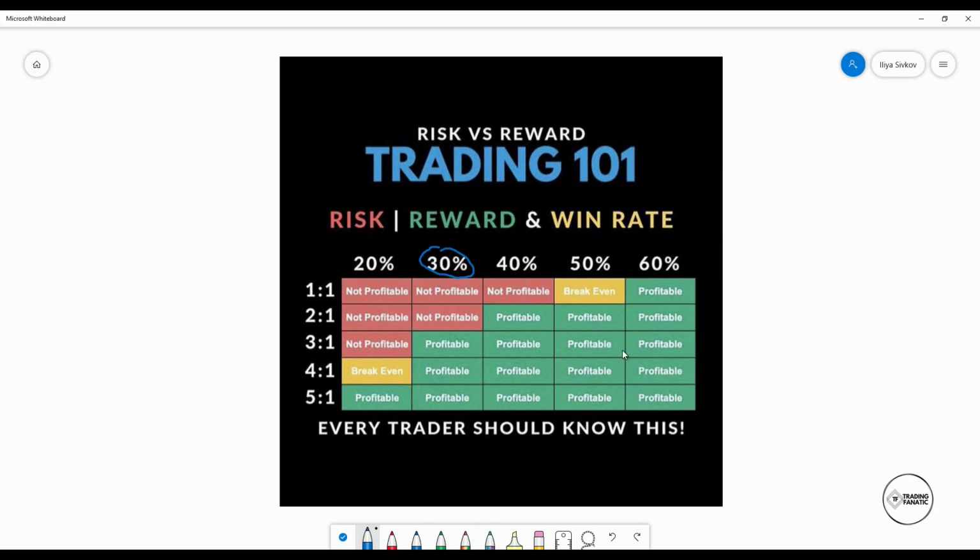And that is super low. You're losing 70% of your trades. 4-to-1 as well, you can break even at 20%, and 5-to-1 you will always be profitable no matter your win rate. So that is the picture. Have a look at it, screenshot it, print it out. That is very powerful. Decide for yourself.